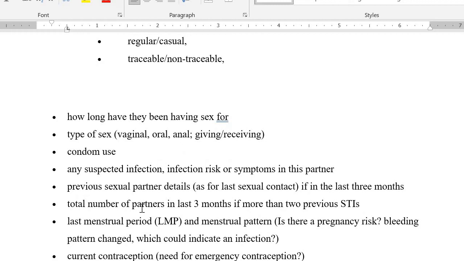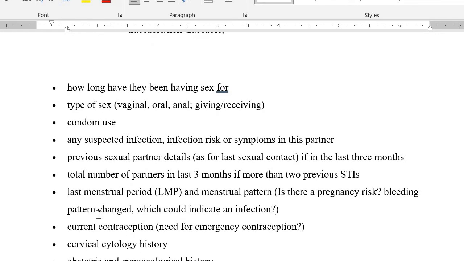Then any suspected infections, infection risk or symptoms in their partner, then previous sexual partner details as for the last sexual contact. Then in the last 3 months, what was the total number of partners? If she has had more than 2 episodes in the last 3 months, 2 episodes and now she has come to you with the third episode, all occurring in the last 3 months, you need to ask her about the number of partners for tracing.